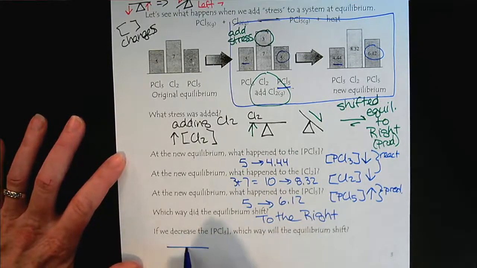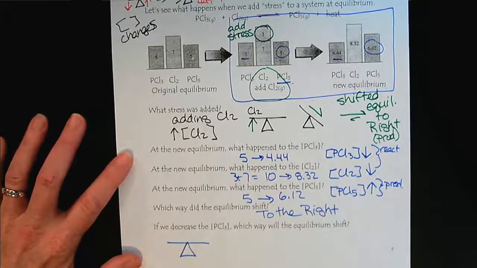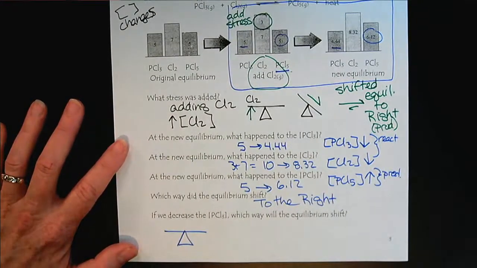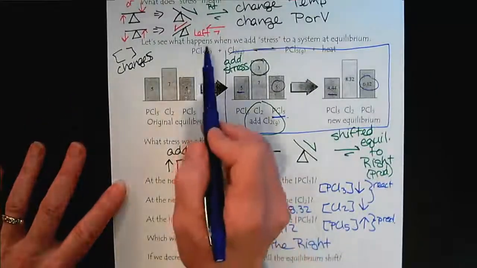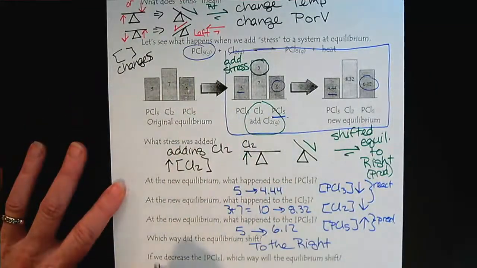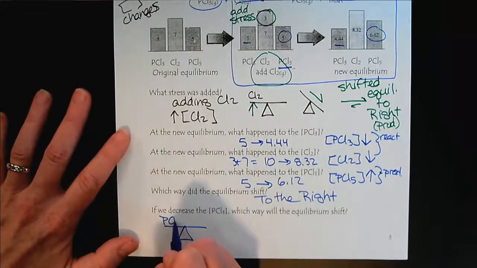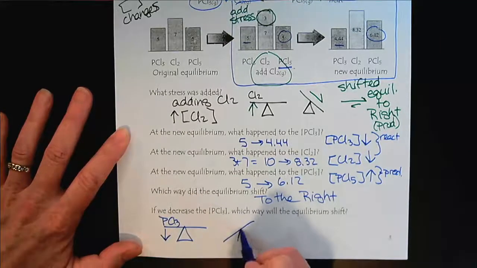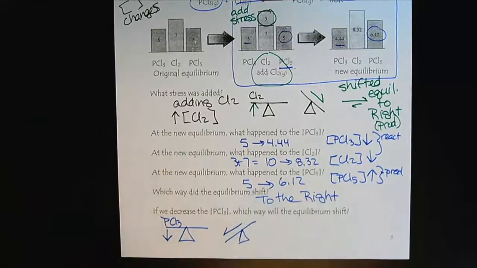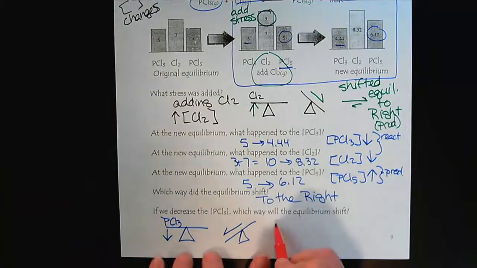So once again, we start with our reaction at equilibrium, and this time we're going to decrease the phosphorus trichloride. The phosphorus trichloride is a reactant, so we'll put that on the reactant side, and we're decreasing, so we're going to pull down on our teeter-totter there. So that's going to shift the equilibrium to the left.